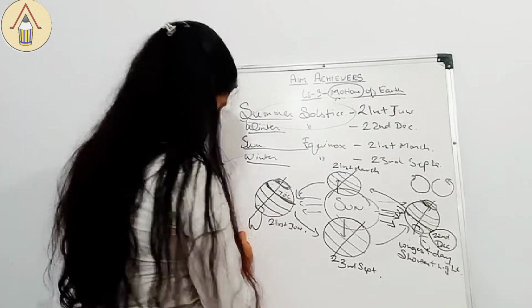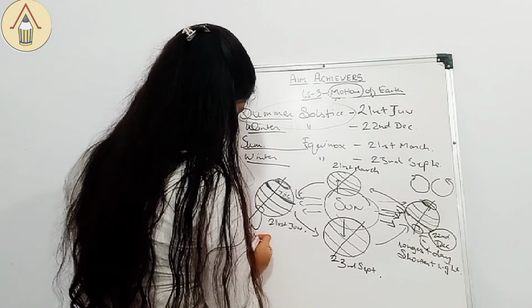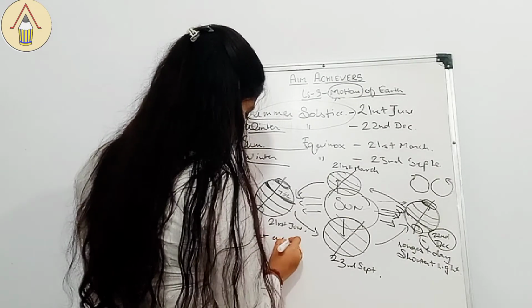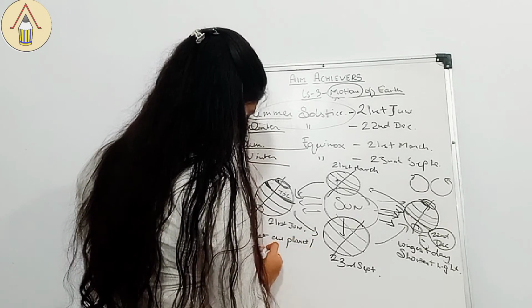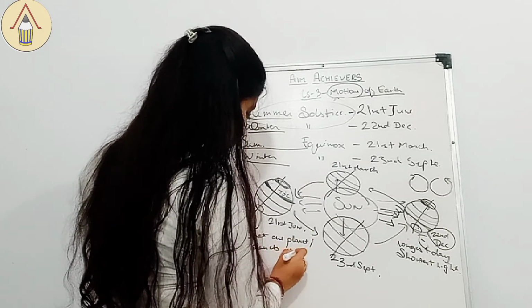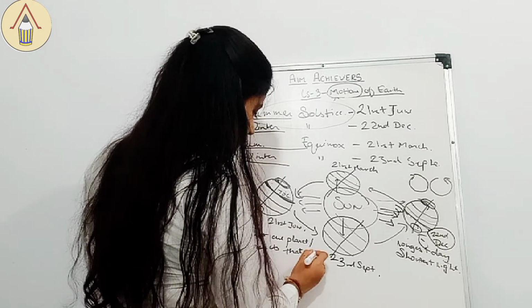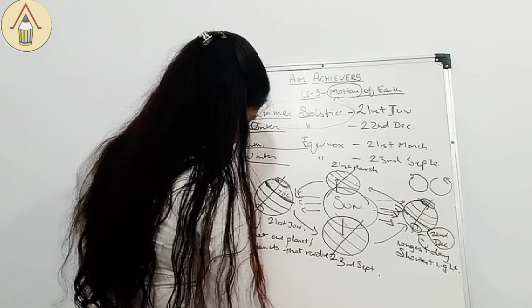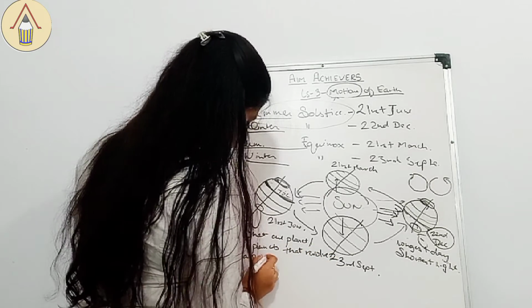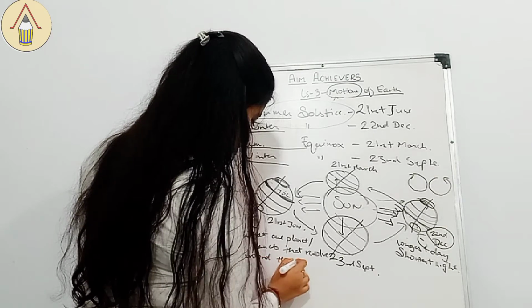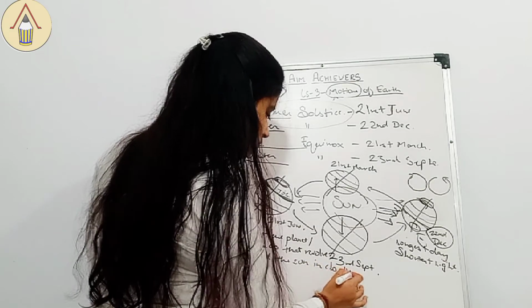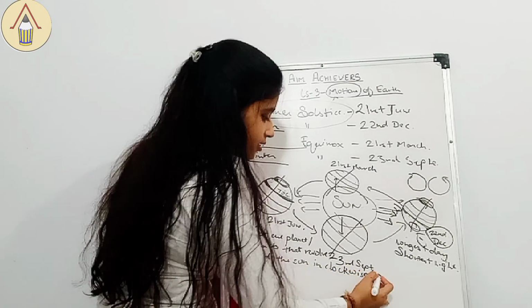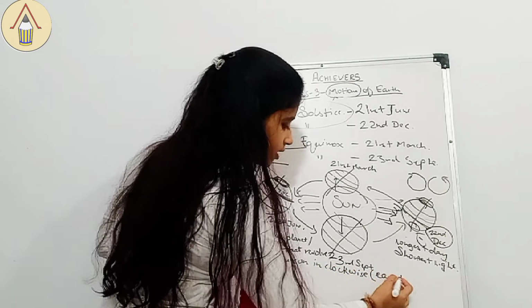Yes, now your question is, what are the planets that revolve around the sun in clockwise, that is east to west.